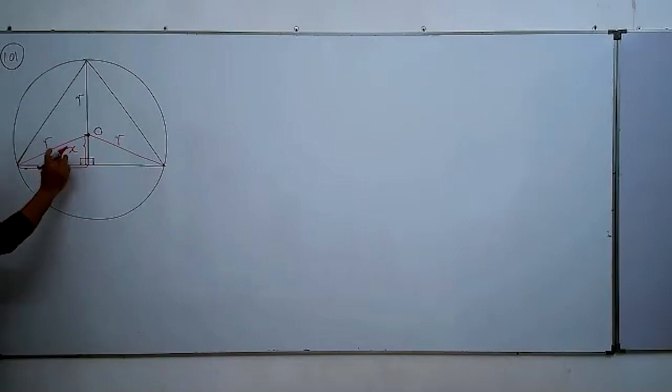Here it is 90 degrees, no? Then hypotenuse squared minus this side squared, x squared, root is this: root of r squared minus x squared.